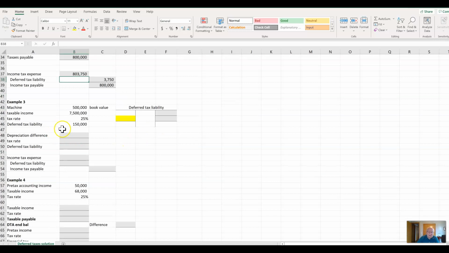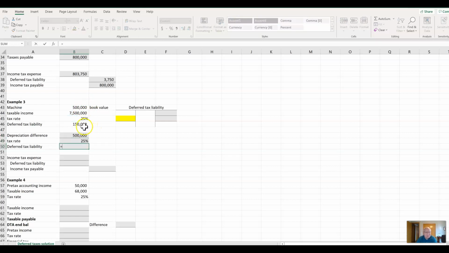Now on example 3, I don't have it on here, but the machine was totally deductible at the time of purchase, so the book value is the difference in the depreciation. That's 500,000. Of course, your tax rate is 25%. Then we multiply these two together, times 25%, gives you 125,000. Over here, we started with 150,000. We now need 125,000 because eventually it's going to get to 0. That's the theory of it. So I need to go to 125,000, and I'm at 150,000, so I need to decrease it by 25,000.